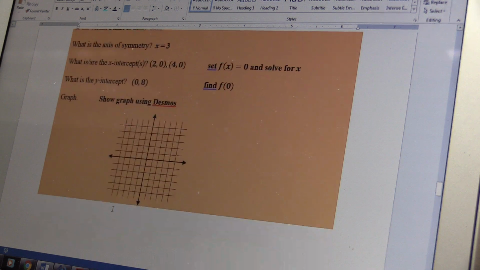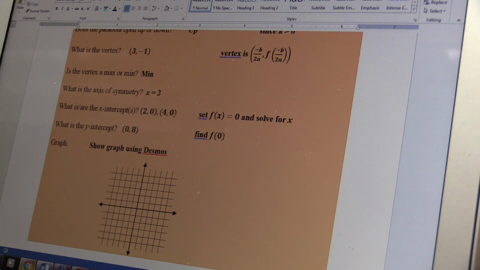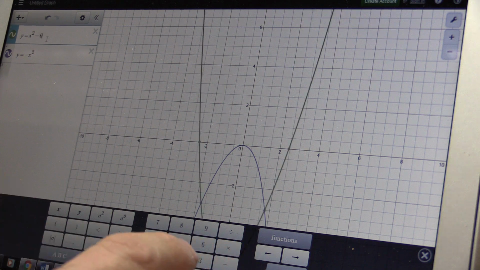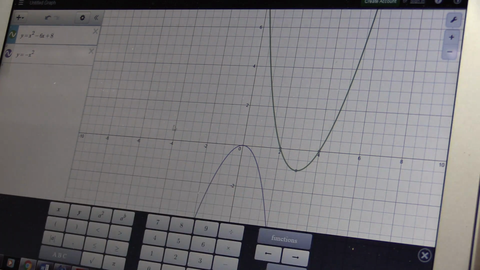So let's go to Desmos and graph this function. Let me make sure I remember which one. x squared minus 6x plus 8. So let's go to x squared minus 6x plus 8. So there is our function that we're talking about.